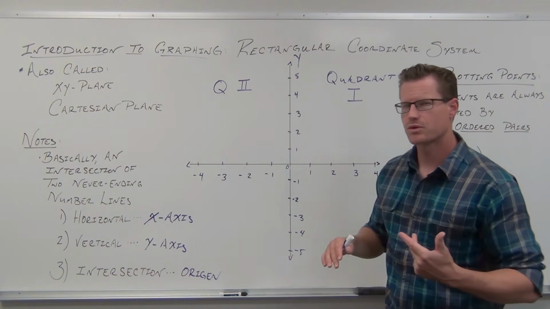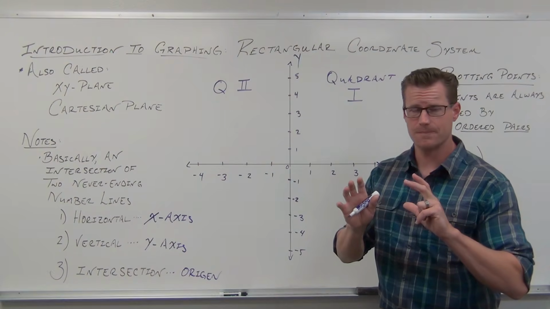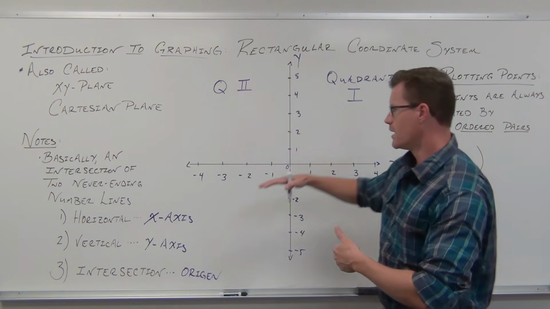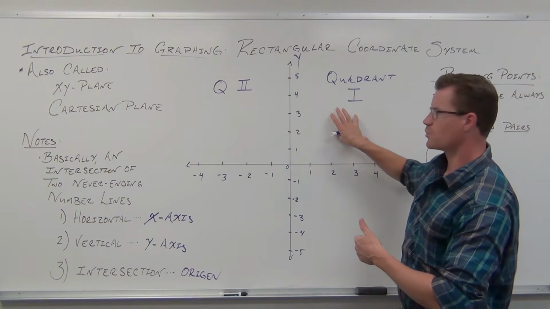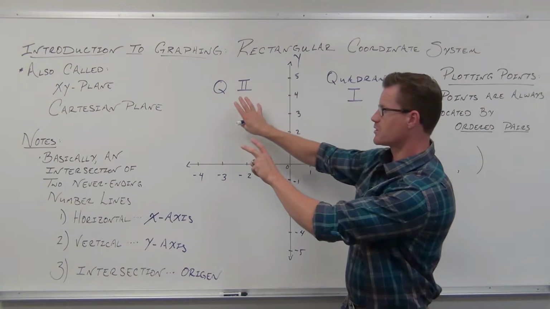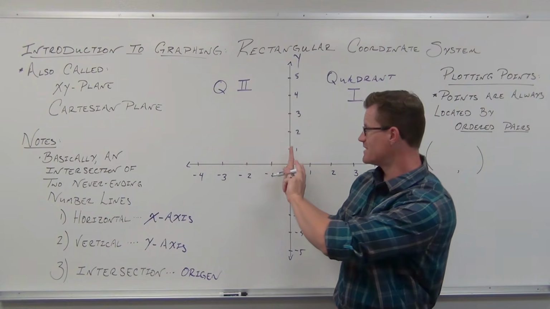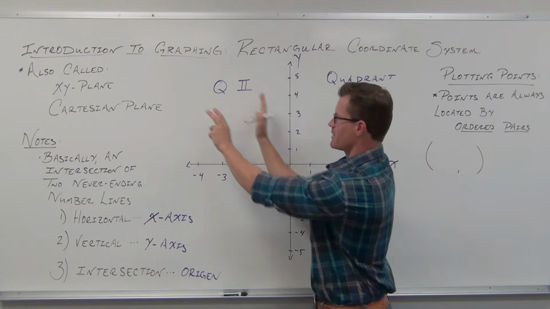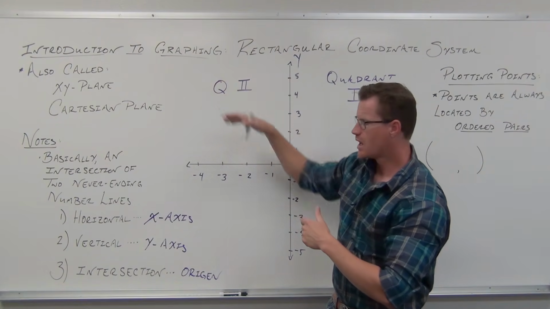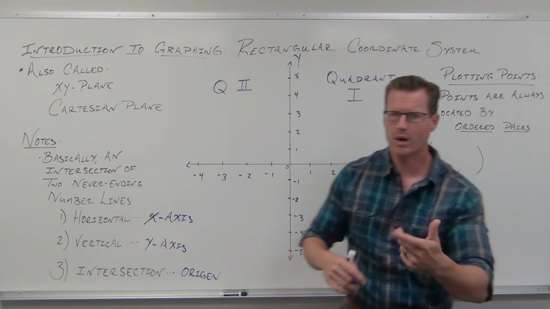But right now it's really important for you to understand the value of the variables compared to the quadrant that they're in. So every point in quadrant 1 is going to have positive x's and positive y's. Every point in quadrant 2 is going to have negative x's. Look at your x values. They're over here on the left side of the y. Negative x values, but positive y values. Think about these values.